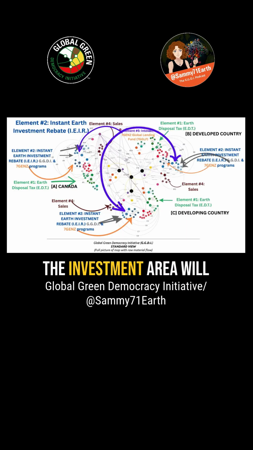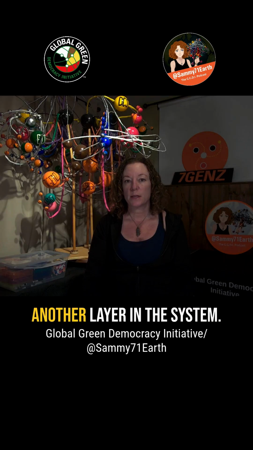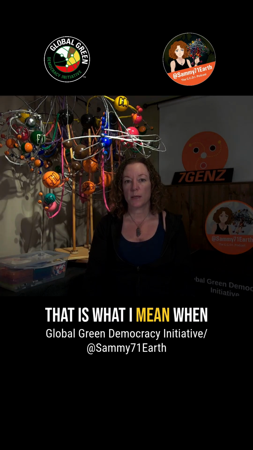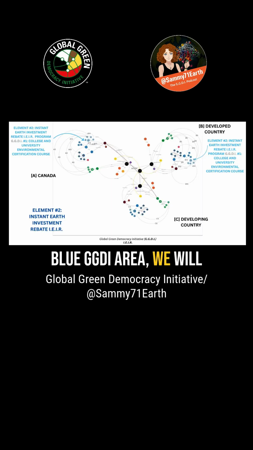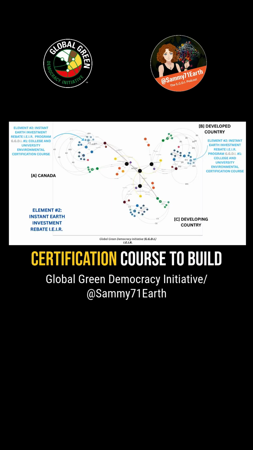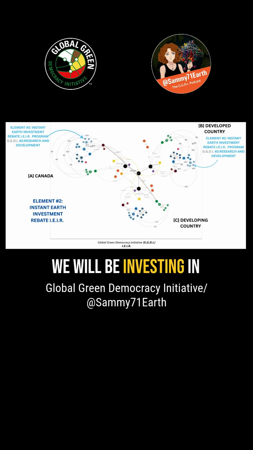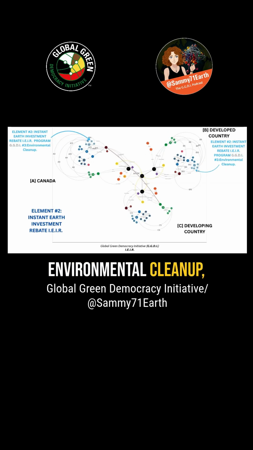This part for the investment area will also partner with number 5 interest elements, that is purple, but that's another layer and system. That is what I mean when I say that there are systems within systems. In this area, money will be used to build programs and projects for sale in this element. In the light blue GGDI area, we will be investing in university and college partnerships for a new environmental certification course to build our new world, changing the focus on educating students with the goal that they will work with industry or our programs to meet this new focus and direction. We will be investing in research and development, environmental cleanup, and partnerships.